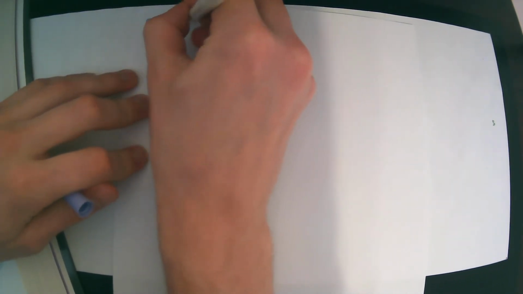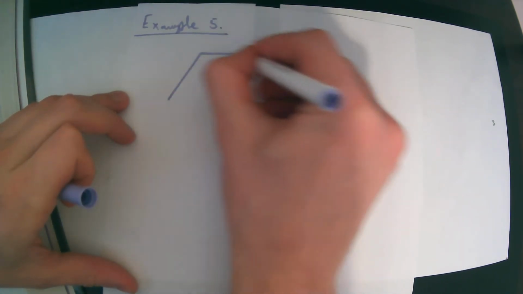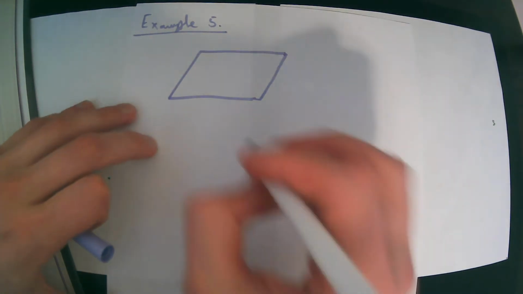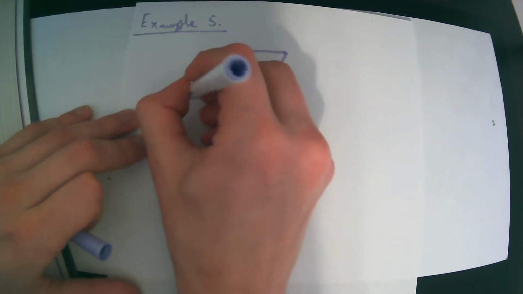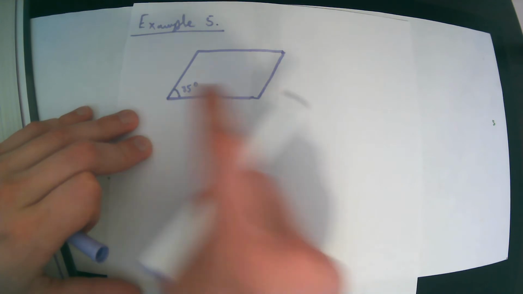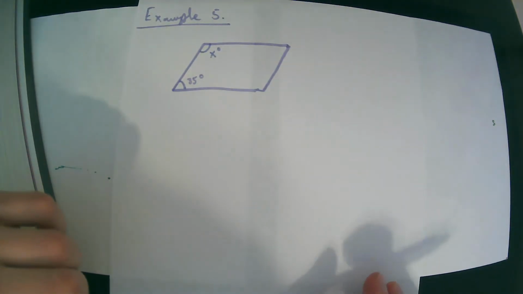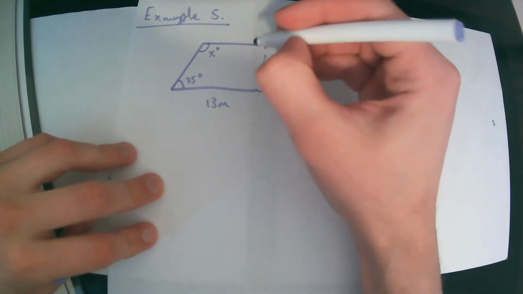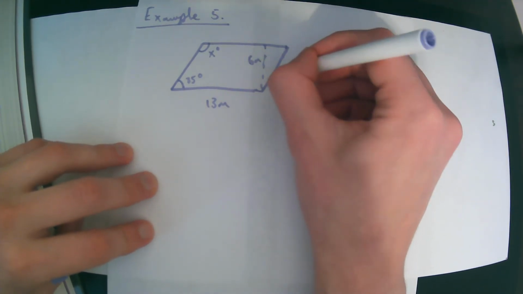Okay, example 5. We're finding the area of a parallelogram, which I've already talked about, so this will be very quick. In fact, so quick that I'm going to add something else to this problem. I'm going to say that angle measured there is 35 degrees. That's 35 degrees. Find measure of angle x. Okay, and then also find the area. And I'm going to add one more thing. I'm going to say this is 7 meters.